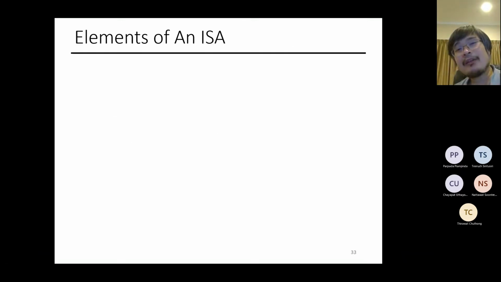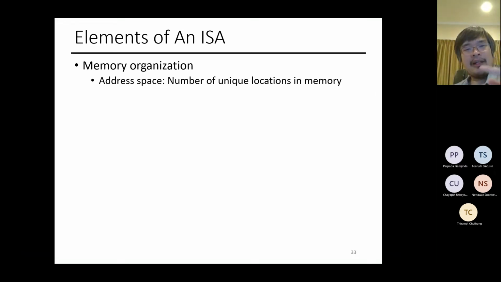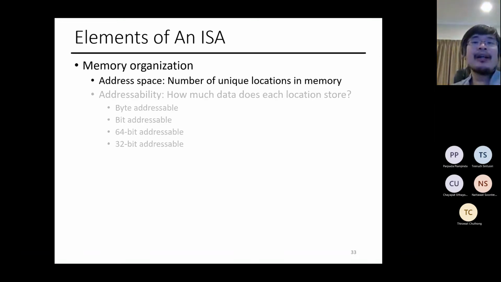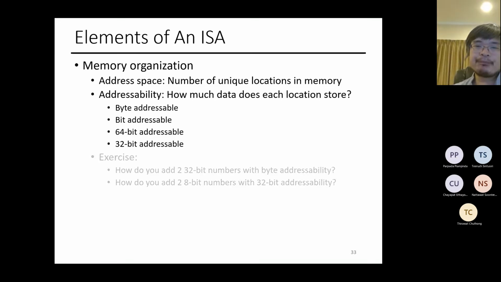What else are the elements of the ISA? Things like memory organization, right? Address space: how many unique locations in the memory are defined for different tasks in a computer. Addressability: can I access each byte? Can I access each bit? Can I only access a block of 64 bits or a block of 32 bits?